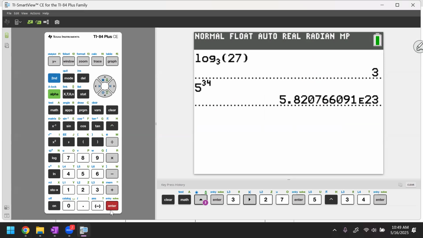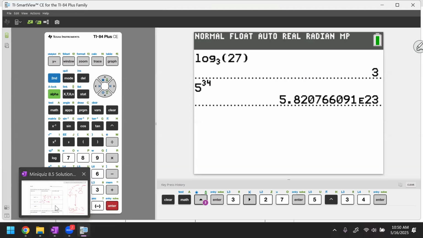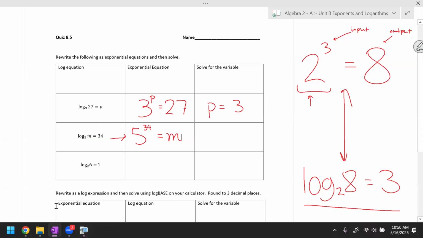It's 5.82 times 10 to the 23, which is not far off the number of particles in a mole of a substance. So 5.82 times 10 to the power of 23, that's in scientific notation. That's what the little e means.